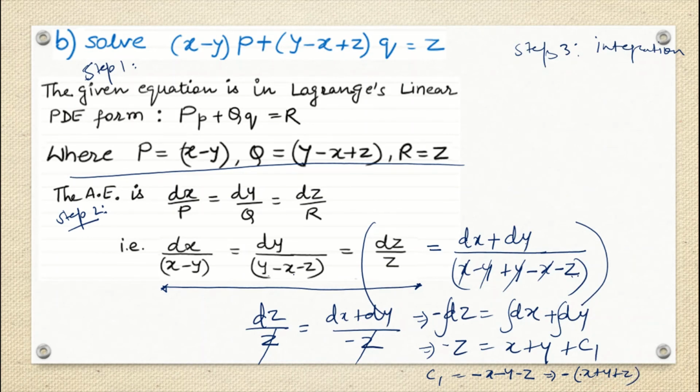Even I can say that my c1 is x plus y plus z. And the reason is because I am just saying that now the c1 is maybe something c2, okay, and then c2 is nothing but minus c1.